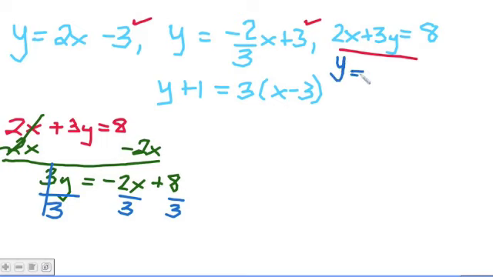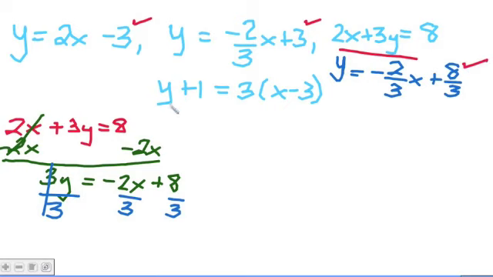Y equals negative 2/3 x plus 8/3. And we're going to leave it like this just because when we're dealing with slope, you can have improper fractions. That's fine. So now this is in slope-intercept form. So now I can give it a red check mark. So this one is done.